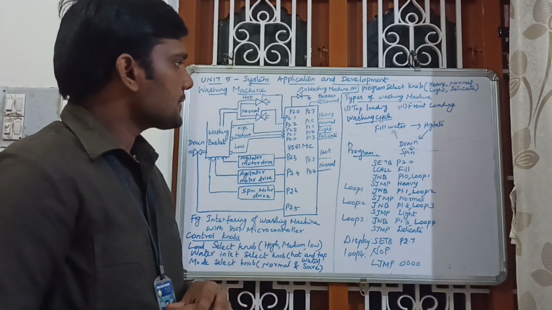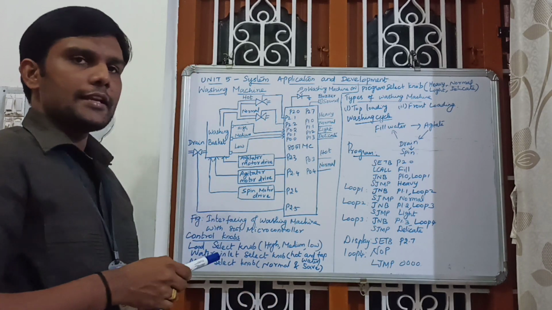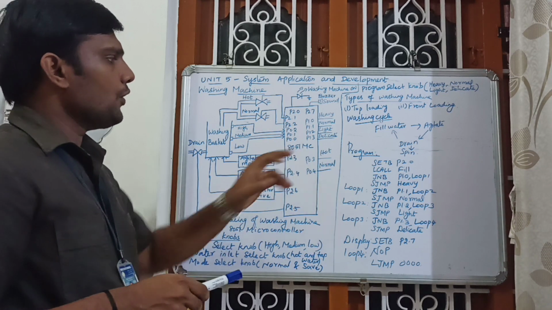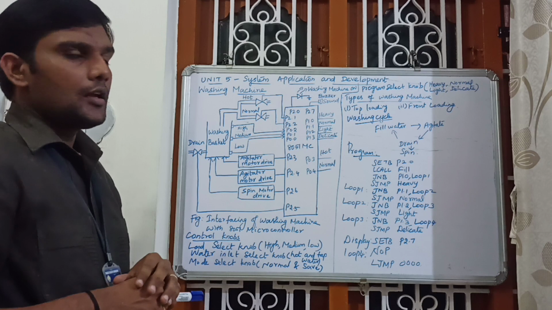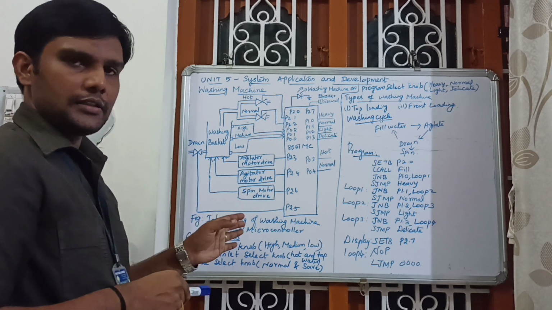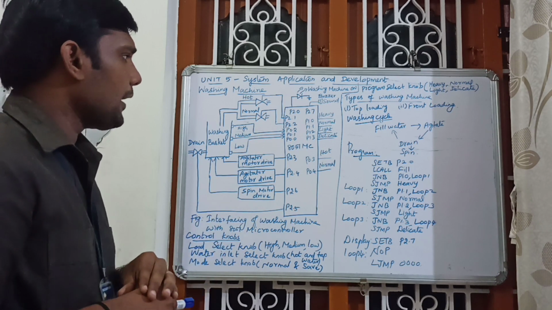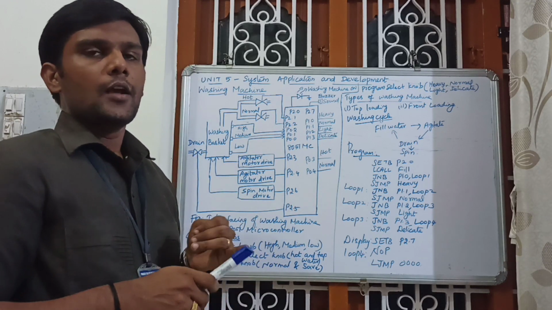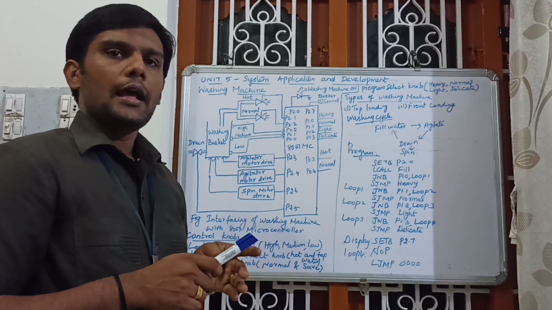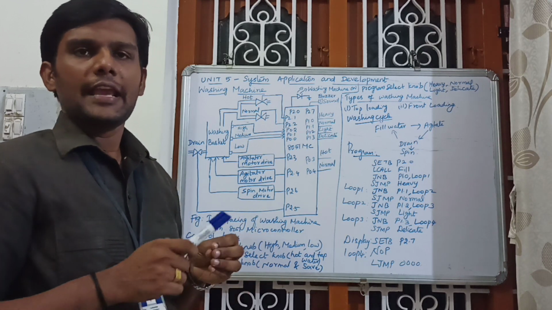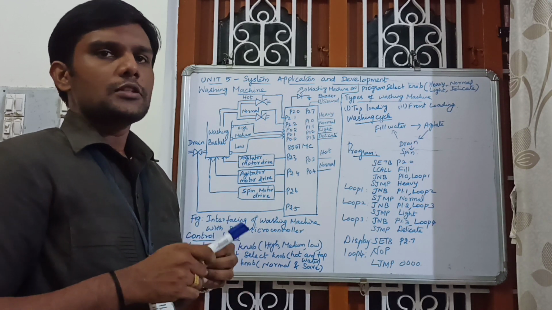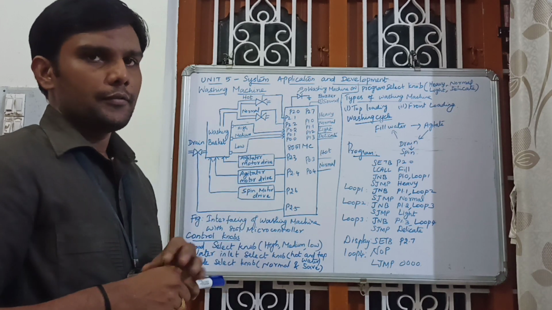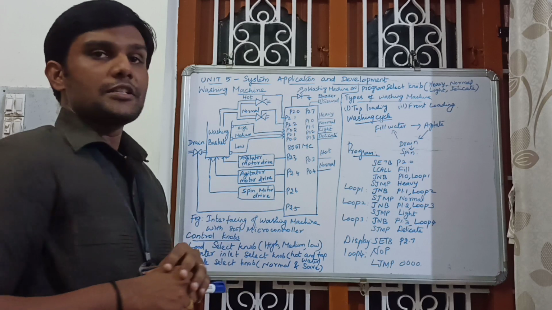Next, I am going to explain how to control the washing machine using the 8051 microcontroller, that is, interfacing the washing machine with the 8051 microcontroller. In the 8051 microcontroller there are four ports: Port 0, Port 1, Port 2, and Port 3. Each port has 8 input output lines. Some of these input output lines are used for interfacing the washing machine control.